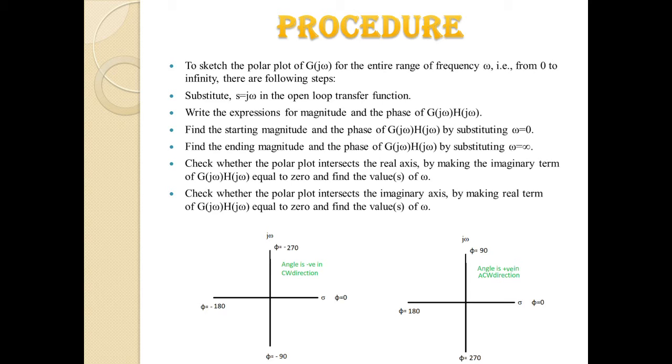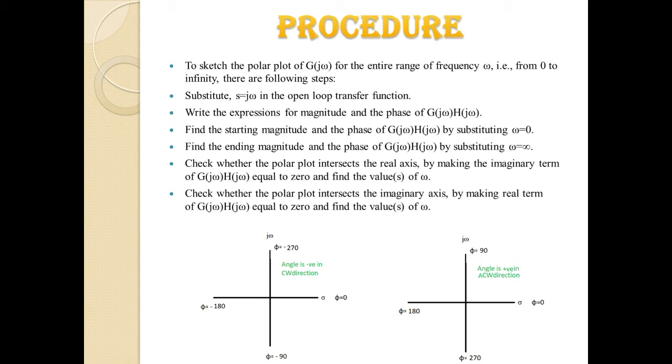So when omega is 0, that will be the starting magnitude and the phase of G(j omega). So we need to find out the starting magnitude and the phase by substituting omega equal to 0. And when omega tends to infinity, that will be the ending magnitude and the phase angle of G(j omega). So we need to find out the ending magnitude and the phase by substituting omega equal to infinity in the magnitude relation and the angle relation.